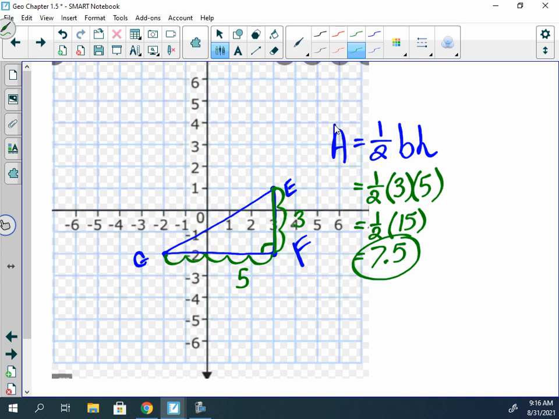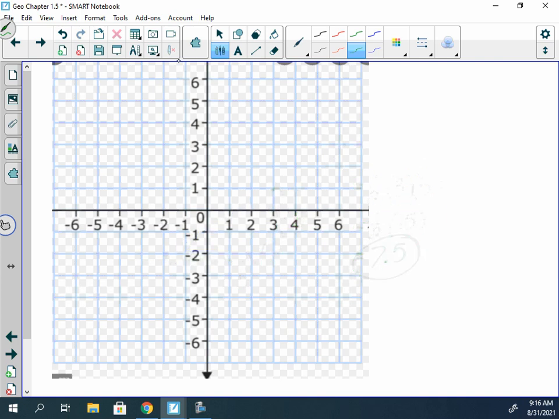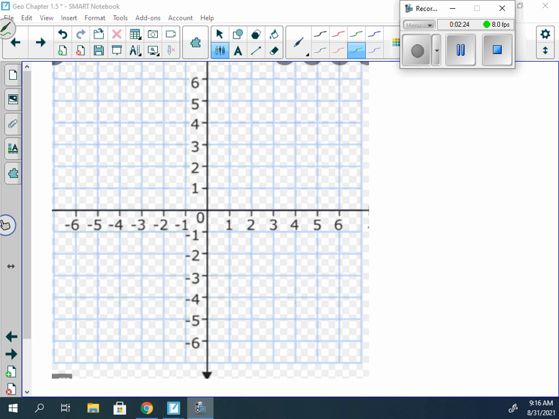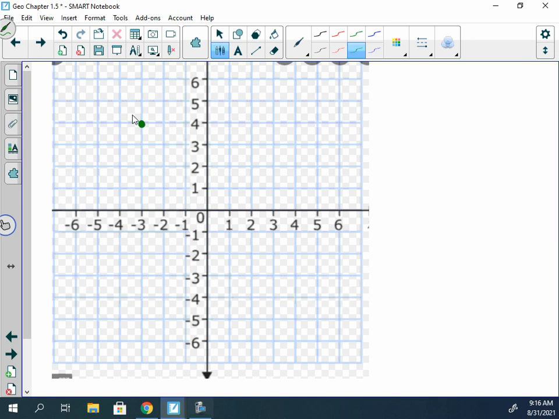Any questions on this here before we look at number 15? Or 14, sorry. This is homework problem number 13 from 1.4. Okay, good. Now, number 14 was at negative 3, 4, and 3, 4, and 3, negative 3.